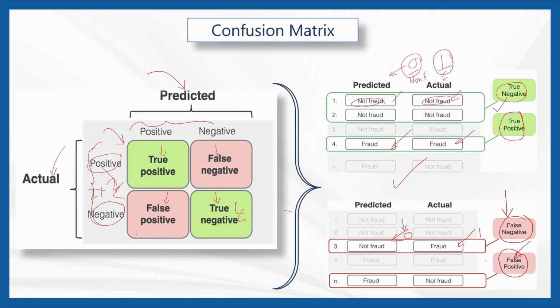On the contrary, let's see the false positive. Let's say the actual target of this particular observation was not fraud, that is a class 0. But the model predicted it as a fraud, that is a class 1.